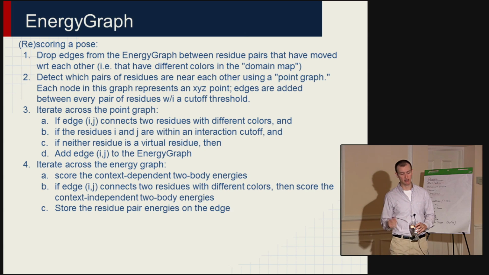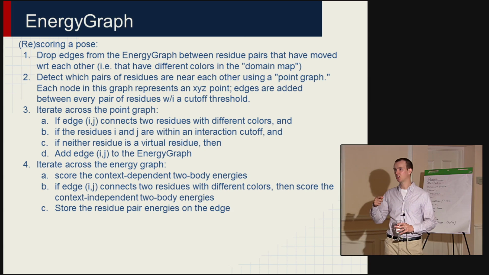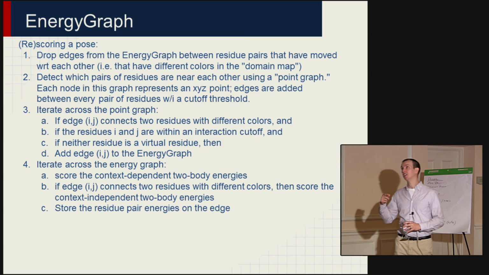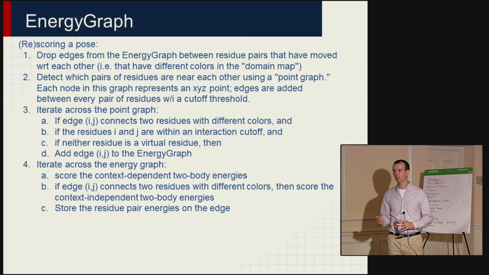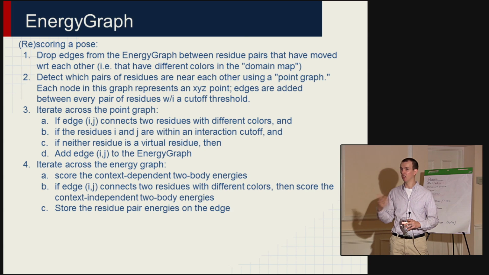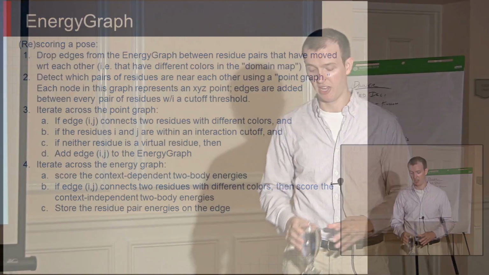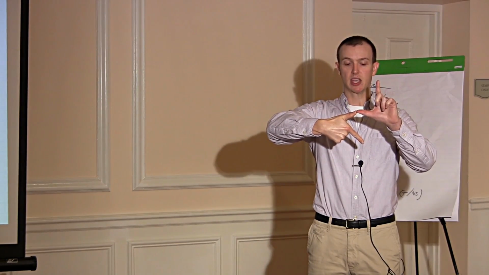You iterate across this point graph and you add new edges to your energy graph. If you have ij, then you check to see if residues i and j have moved with respect to each other. If they haven't moved with respect to each other, then you already have an edge in the graph, because they would have an edge from the last time you calculated the energies. And if they have moved with respect to each other, let's say you've made this fragment insertion, now this residue is near that residue in the point graph. We've figured out that they're within an interaction distance.